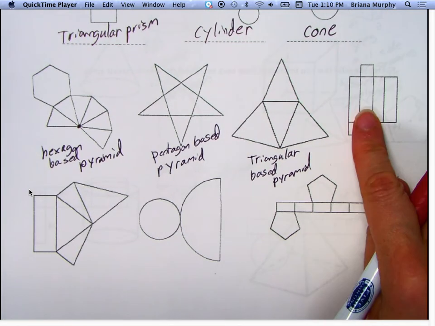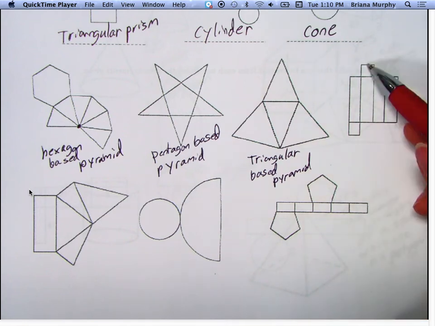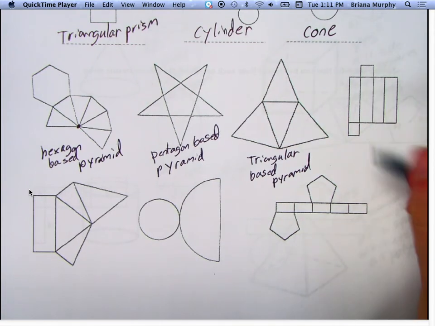Okay, this is going to be a prism. Rectangular prism. I know these look like squares, but if we said a square-based prism, we think of a cube. So we're going to have to call this a rectangular prism.